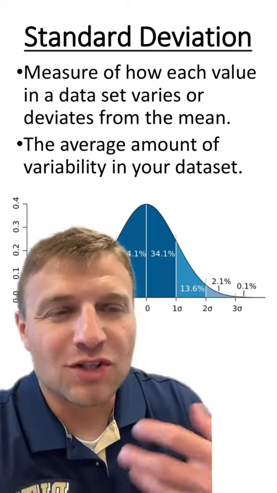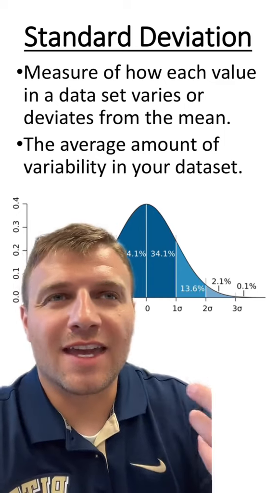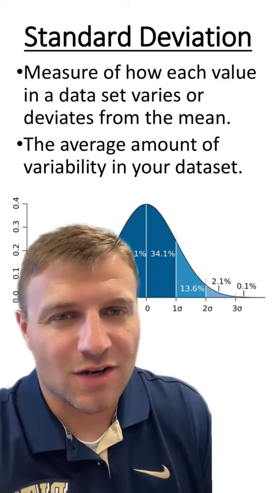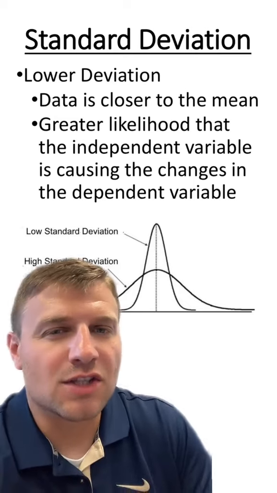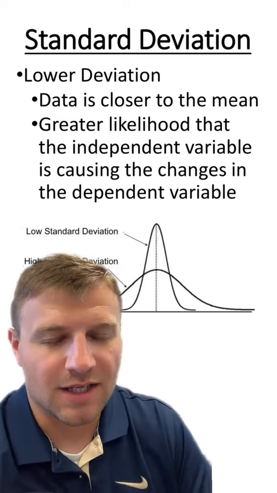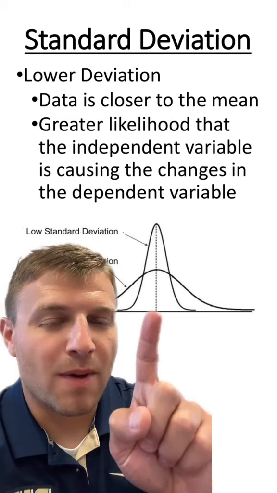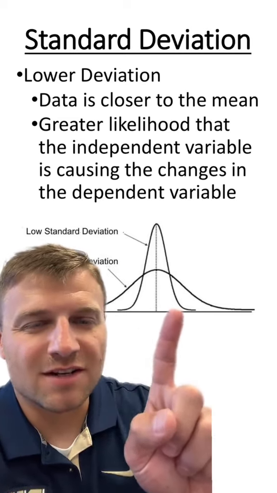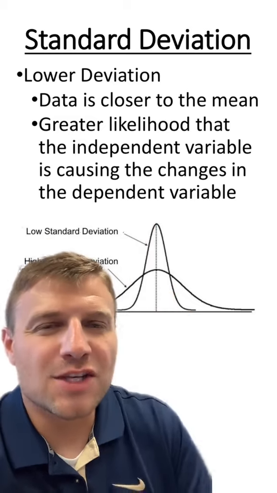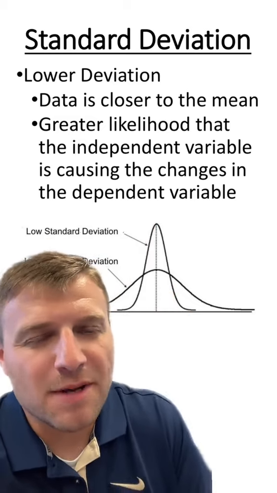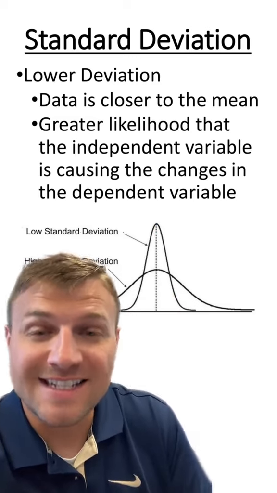I'm a biology teacher, not a math teacher, so I'm going to give a rough, basic description of this concept. Lower standard deviation usually means that the data is closer to the mean. You can see the mean or the average by this bar here, and our standard deviation is very tall. And this shows there's a greater likelihood that the independent variable is causing changes to the dependent variable.